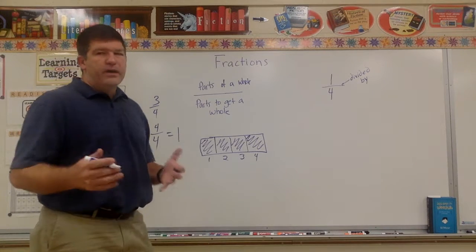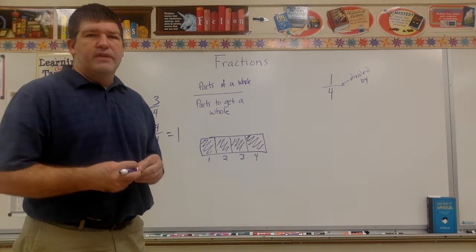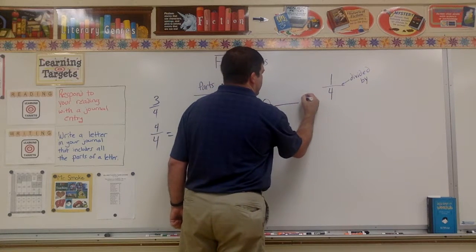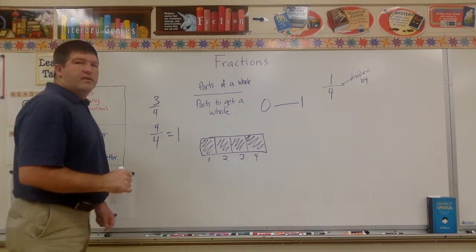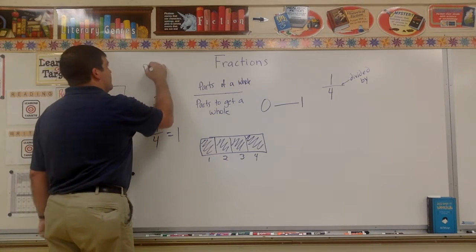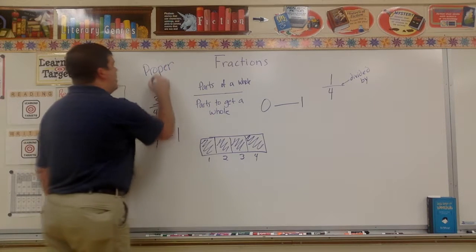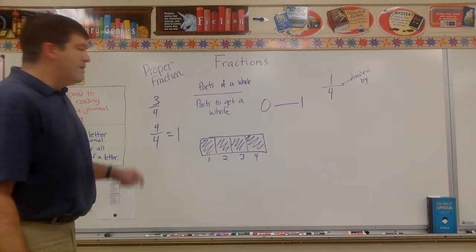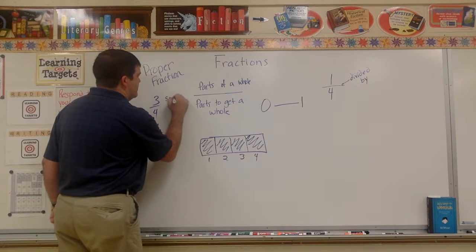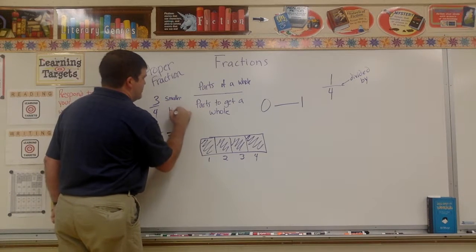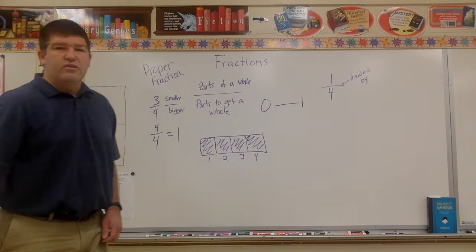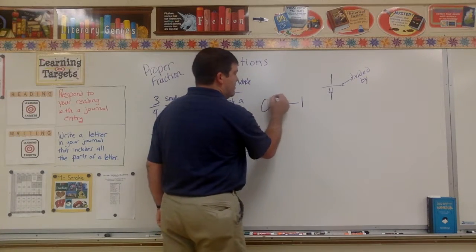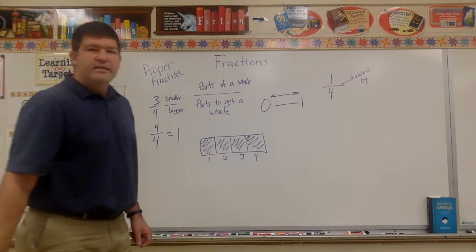The other way to talk about a fraction is that it's a part between 0 and 1. As long as you have a proper fraction, a proper fraction means that this number is smaller and this number is bigger. So as long as your top number is smaller, you have a proper fraction, and that is always going to be between 0 and 1.